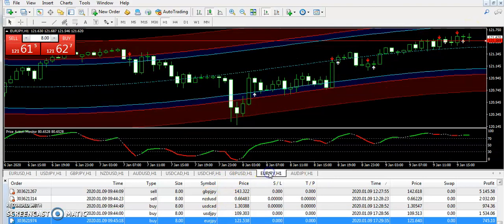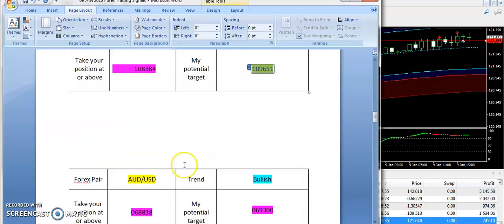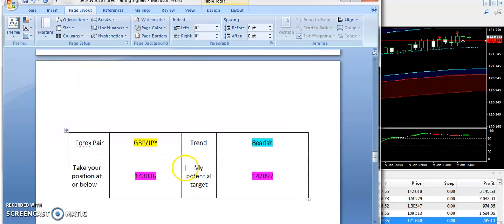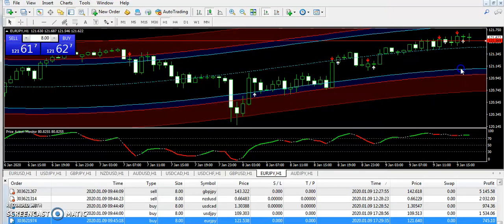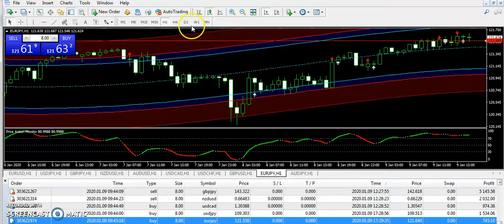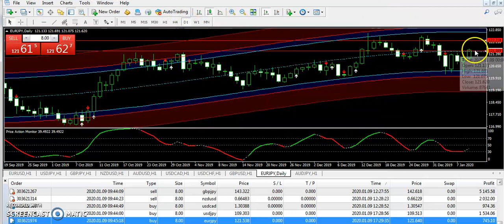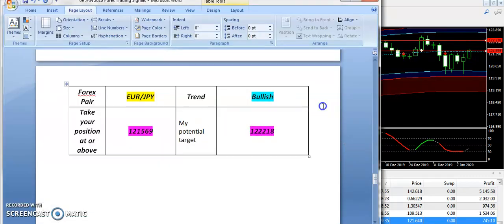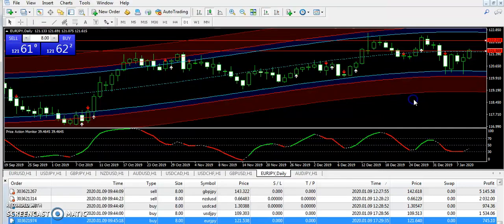At last, I'm going to talk about another slow pair that was good for scalping today, but not for long trades, because it has shown us almost no volatility in the market. That's Euro JPY, with the bullish expectation from 1 to 1569 and 1 218 is the target price. And guys, if I take you towards the daily chart, then you can see I have set up the target price here. If in the later session of the day the market continues to go up, then it can test 1 22218.